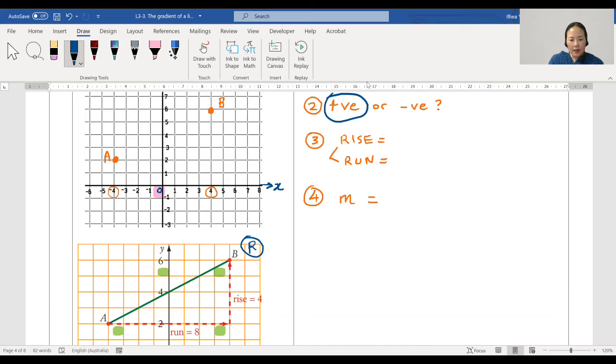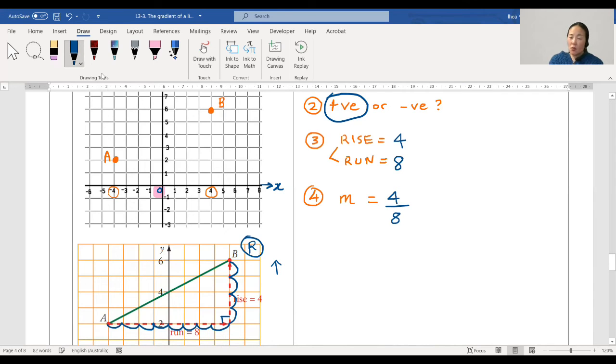So my rise is going up 1, 2, 3, 4. For my rise is 4, and because it's a positive gradient, just 4. And my run, I'm going to count it. 1, 2, 3, 4, 5, 6, 7, 8. It's going to be my 8. Now my gradient is rise over run. So it's going to be 4 over 8.